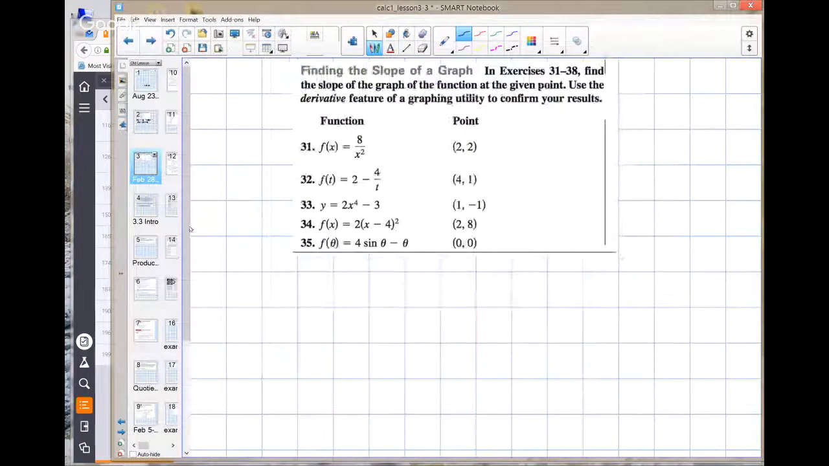All right, so finding the slope of a graph. In exercises 31-38, find the slope of the graph of the function at the given point. Use the derivative feature of a graphing utility. So they're saying go ahead and confirm it in a graphing utility. So 35 is f of theta equals 4 sine theta minus theta.